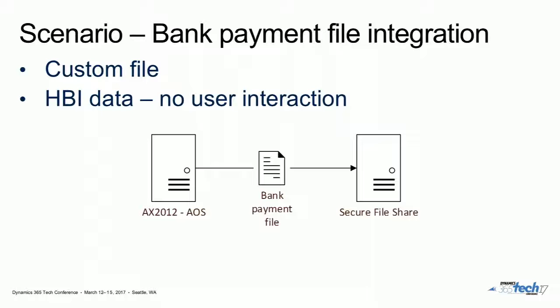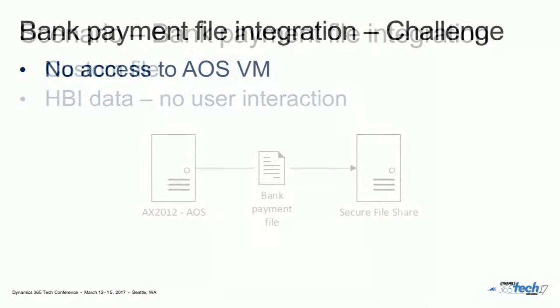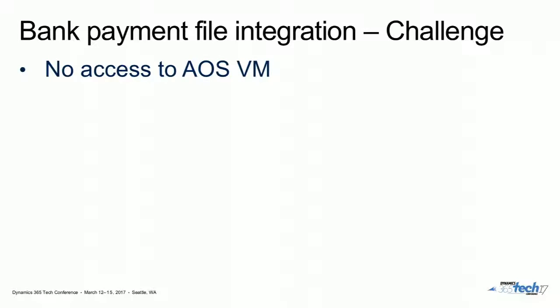Such a scenario is quite easy to do in 2012, because you have access to your on-premise file share. You just create the bank payment file and save it on-prem. You're done. Another on-prem system can pick it up and send it over to the bank. Over here, it's hard because we don't have physical access to a machine anymore, because we're in the cloud. So that's a challenge: no access to the LSVM.